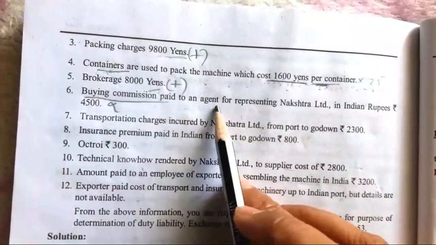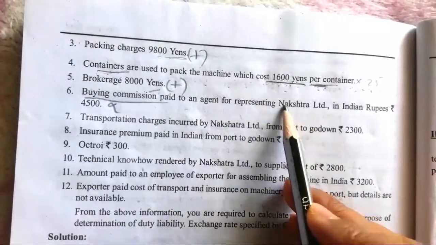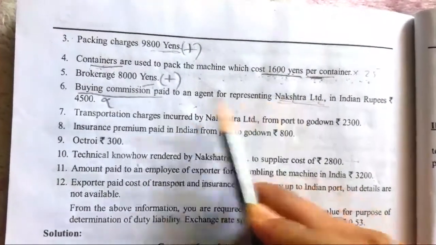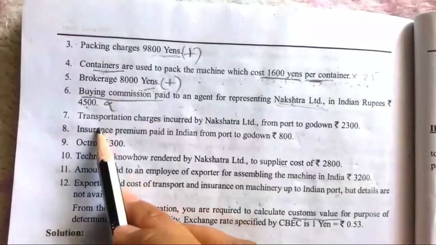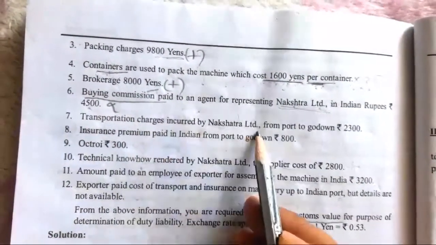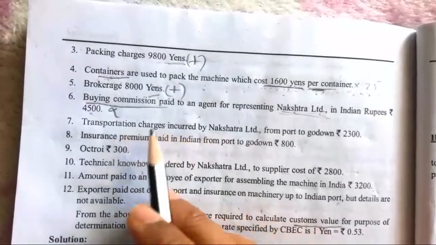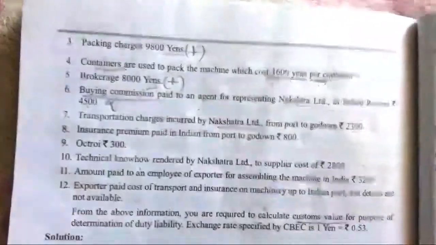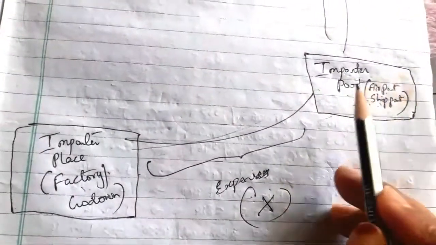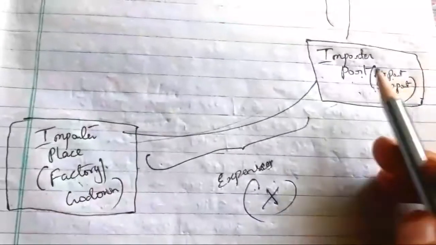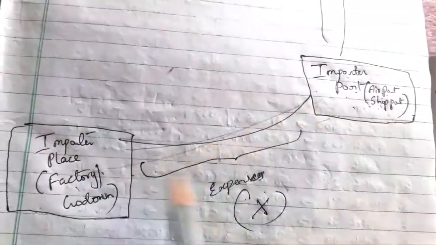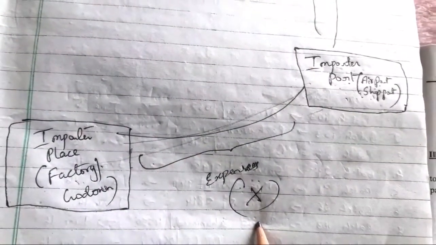So buying commission paid to an agent for representing Nakshatra Limited means it is an importer's agent. So this one we should not take. Then transportation charges incurred by Nakshatra Limited. Here there are transportation expenses incurred by the importer from port to godown. So that is nothing but the transportation cost incurred by Nakshatra Limited, that is the importer, from port to godown. So this transportation expense we should not take into the assessable value.